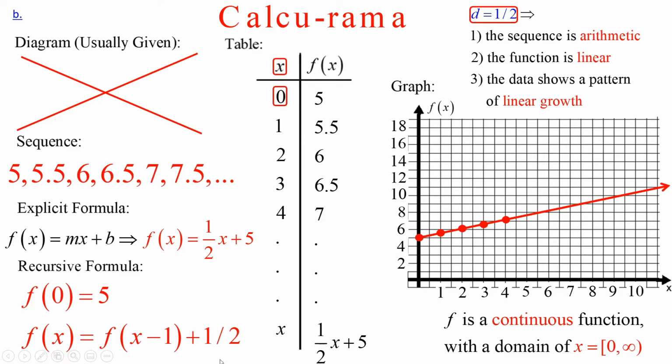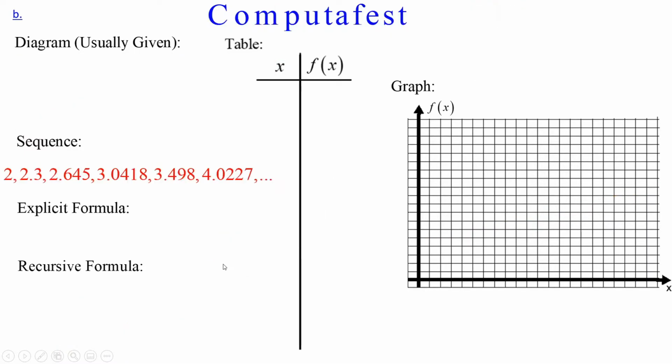I see the slope in my explicit function is my m, so there's the 1/2 right there. And I see the slope in my recursive formula right here. My pattern of change is plus 1/2. So I see that common difference. It's the core to every model: the sequence, the table, the graph, the explicit, and the recursive formulas. How cool. That's important stuff right there.